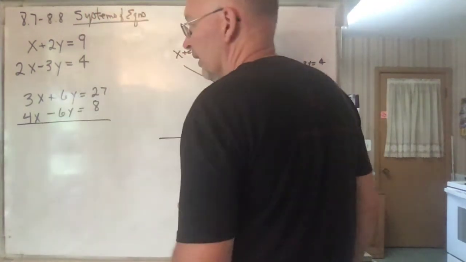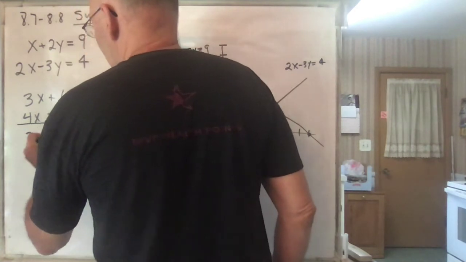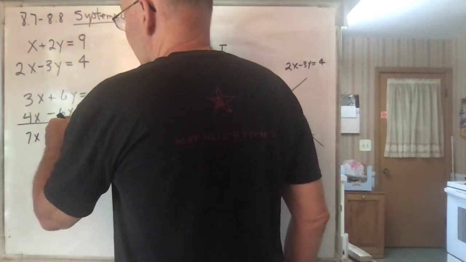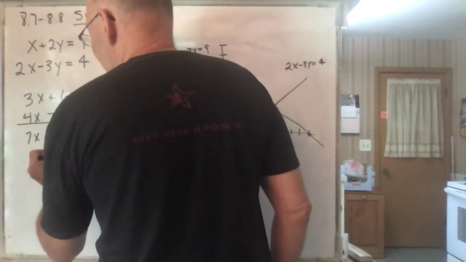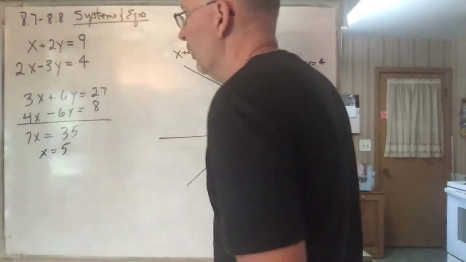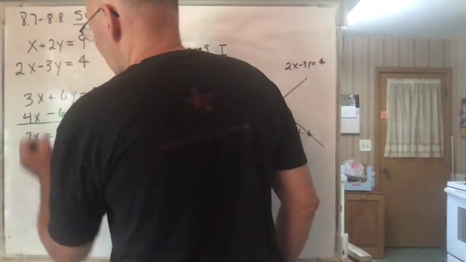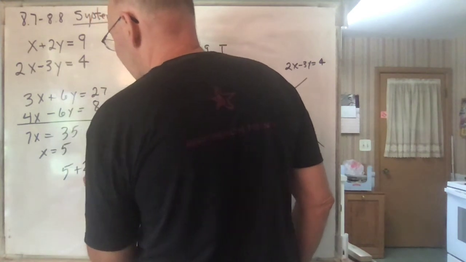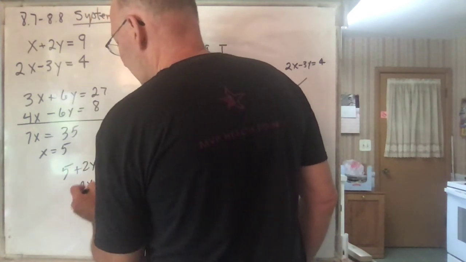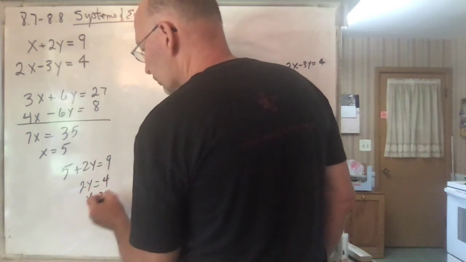So now I add them together, and I get 3x plus 4x is 7x is equal to, those go away, which is the whole point, is equal to 35. So x is equal to 5. Once I have that x is equal to 5, I can easily get this. I can just go 5 plus 2y is equal to 9. So 2y is equal to 9 minus 5, which is 4. Y is equal to 2.